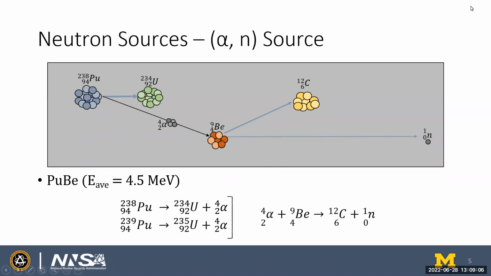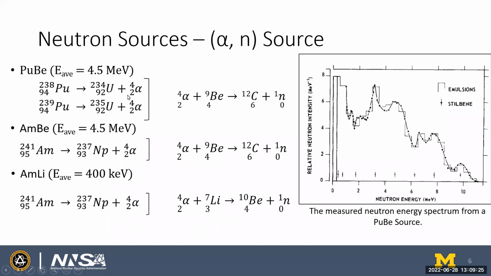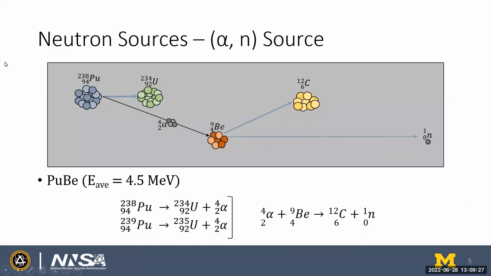The next neutron source we'll talk about are alpha-n sources. These sources emit alpha particles into an alpha absorber that then emits a neutron. You can see here a diagram of a PuBe source. Plutonium decays by alpha decay and produces uranium-234, and this is from plutonium-238.